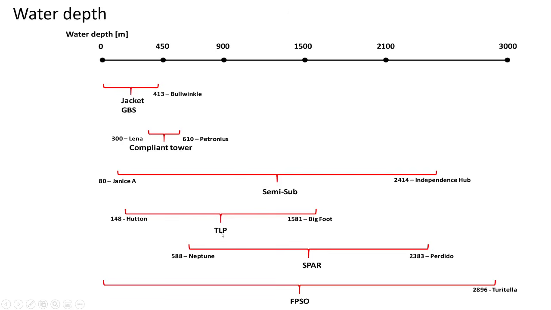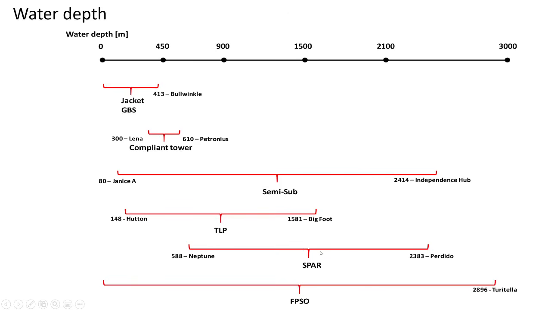Then you have the TLP, and the TLP does have a restriction on the depth because they have the tethers that are connected to the seabed. Okay, and then you see the spar. The spar is typically used for medium depth, from in this case the 588, the shallowest, to 2003-83. And the FPSO is also used mostly like the semi-sub because it's used in the whole range, and it's used also for very deep development.